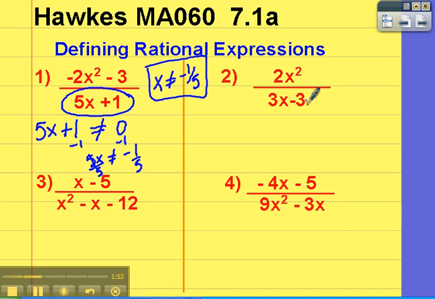Alright, so I'm going to solve this one. 3x minus 3 cannot be 0. Add the 3. Divide by the 3. So x cannot be 1. Okay, it does get a little wormier. Looking at this one right here, I've got this x squared business going on.